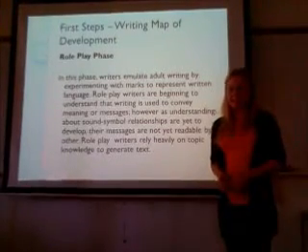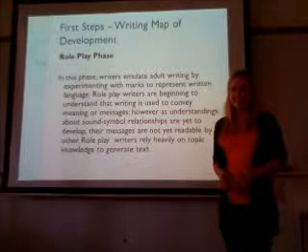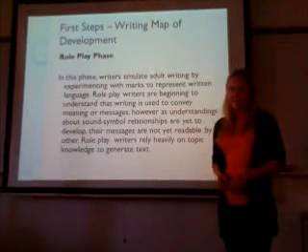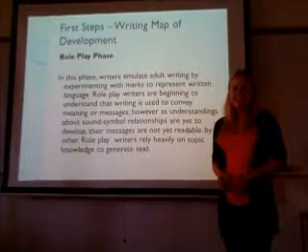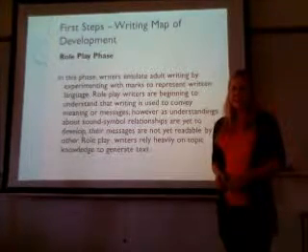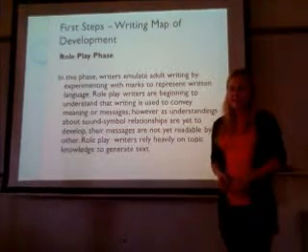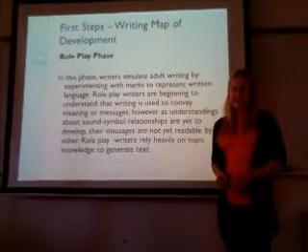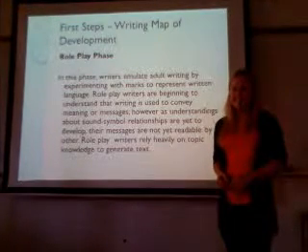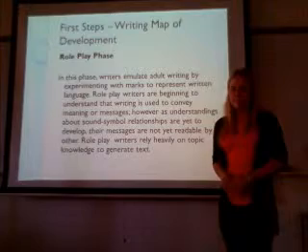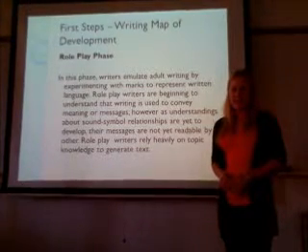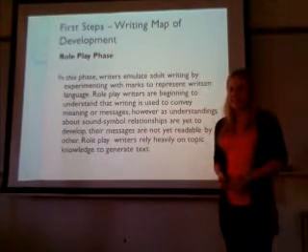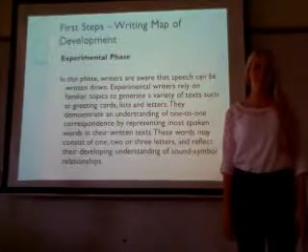In this phase, writers emulate adult writing by experimenting with marks to represent written language. Role-play writers are beginning to understand that writing is used to convey meaningful messages. However, as understanding about sounds and relationships begins to develop, their messages are not yet readable by others. Role-play writers rely heavily on topic knowledge to generate text. And this is the experimental phase.